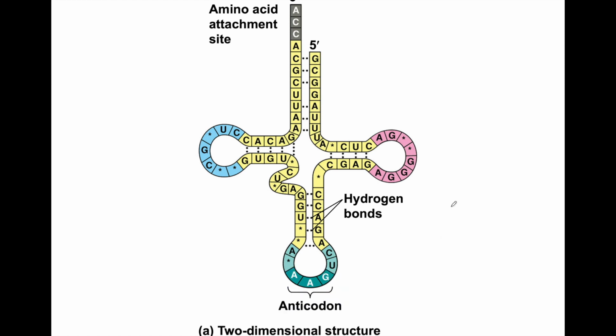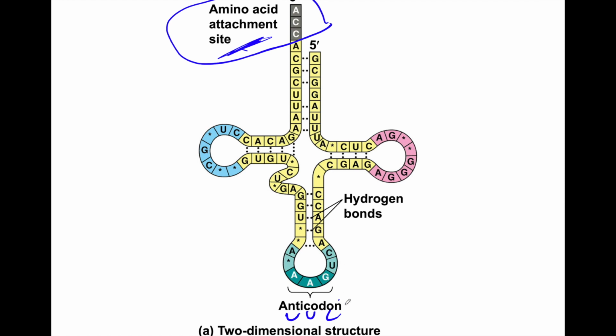Now that anticodon codes for a particular amino acid. Whichever amino acid it codes for, that amino acid is going to be attached to the tRNA up here, and only that amino acid is going to be attached. And that's how you read the genetic code, because remember, the codon codes for a particular amino acid. Whatever amino acid UUC codes for, that amino acid and only that amino acid will be attached to this tRNA molecule.